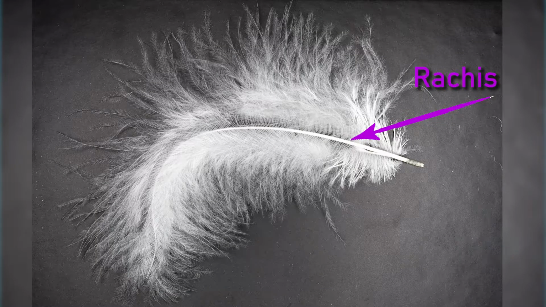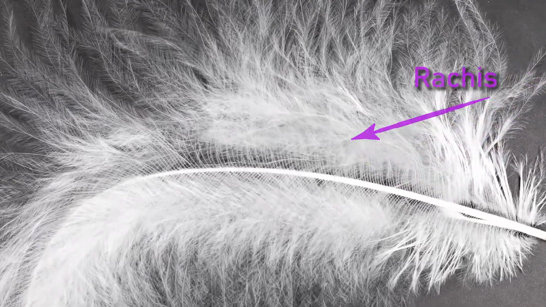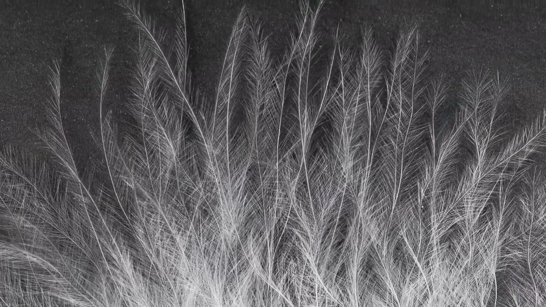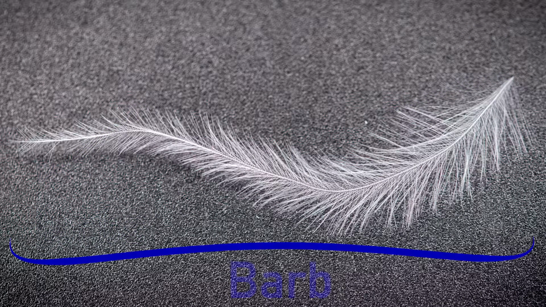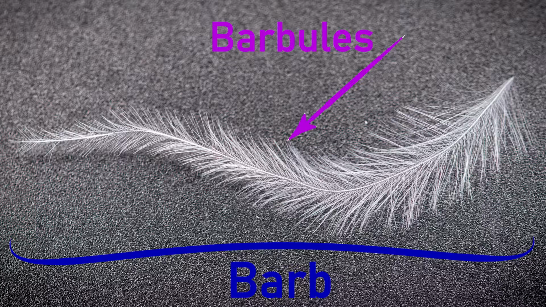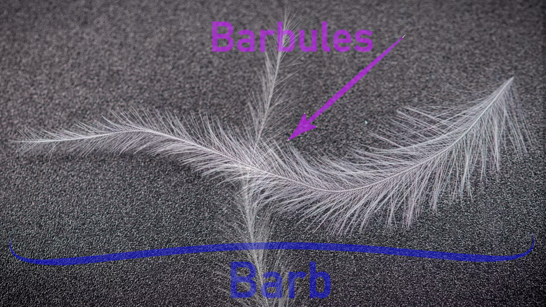Probably the first one you notice is the rachis, which provides rigidity within this feather. It is also the place that the barbs attach to. A closer look at the barb, we see even smaller structures called barbules. The barb almost looks like a feather itself.